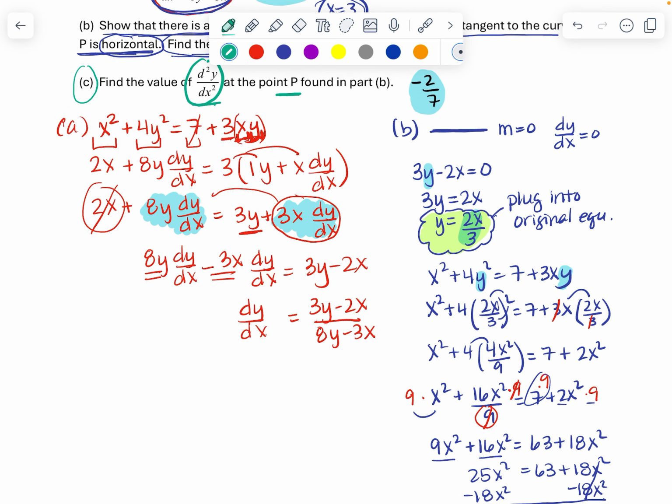All right, so part C. Okay, so I want the second derivative, which means I need to start with the first derivative, which is this little dude right here, okay? So if I derive the first derivative, that gives me the second derivative.